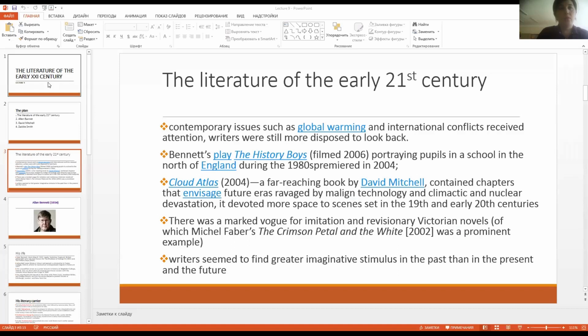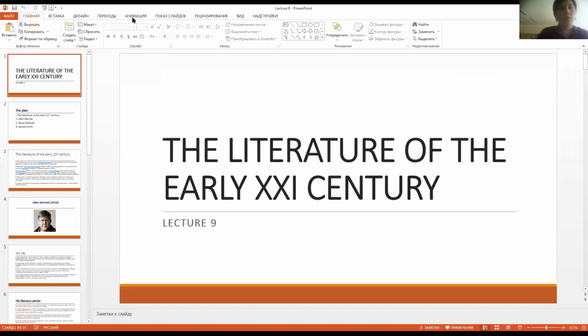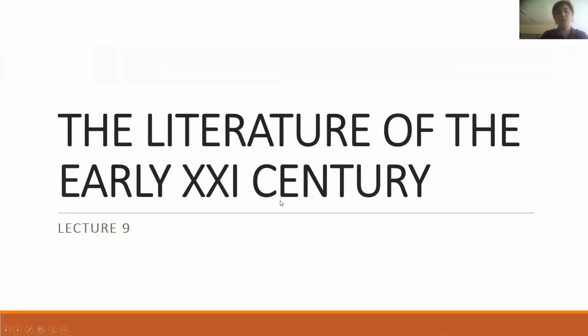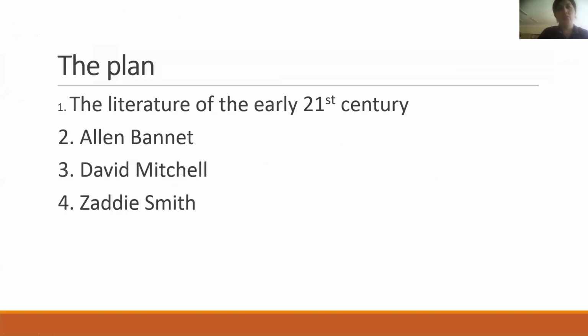So first of all, I would like to give you some ideas about the literature itself. Let me start with the plan of our today's lecture. So, the literature of the early 21st century. Today we are going to talk mainly about the literature of the early 21st century, and we are going to discuss three representatives of this period. They are Alan Bennett, David Mitchell, and Zadie Smith.